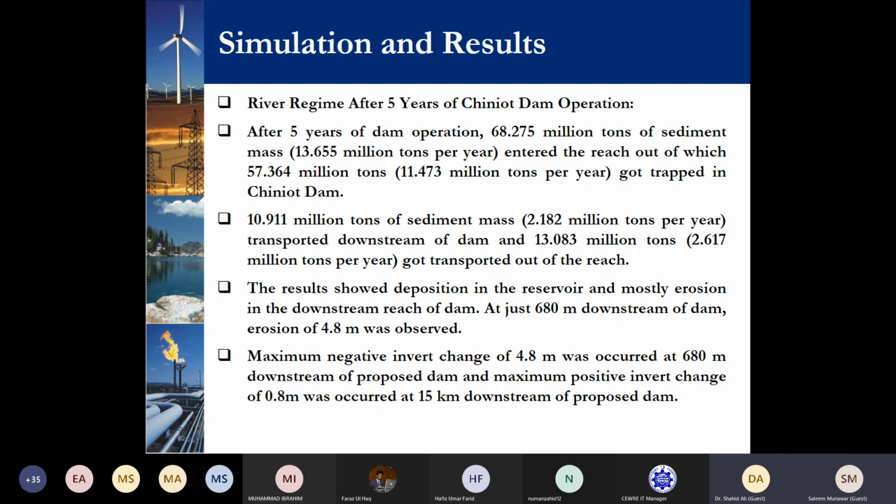The results showed deposition in the reservoir and mostly erosion in the downstream reach of the dam. At just 680 meters downstream of the dam, erosion of 4.8 meters was observed. Maximum negative invert change of 4.8 meters was observed at 680 meters downstream of the proposed dam, and maximum positive invert change of 0.8 meter occurred at 15 kilometers downstream of the proposed dam.